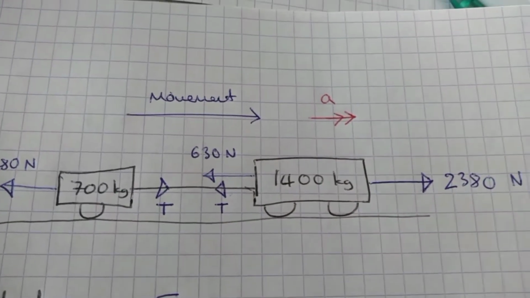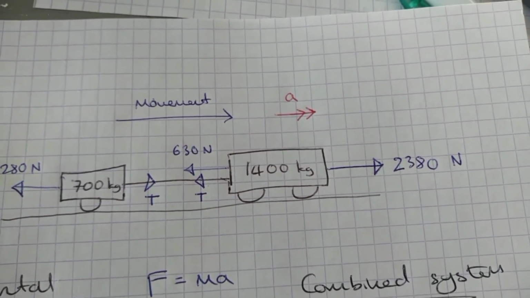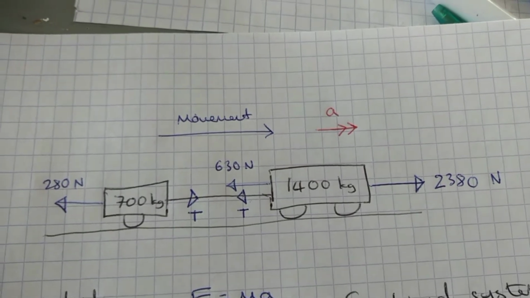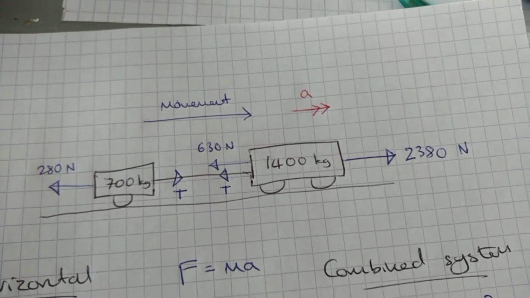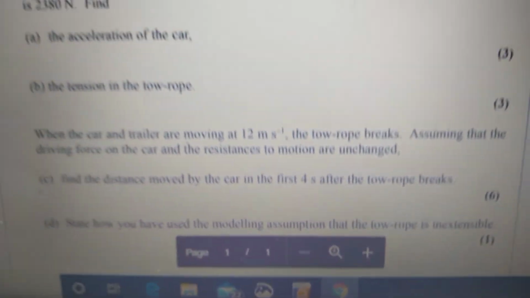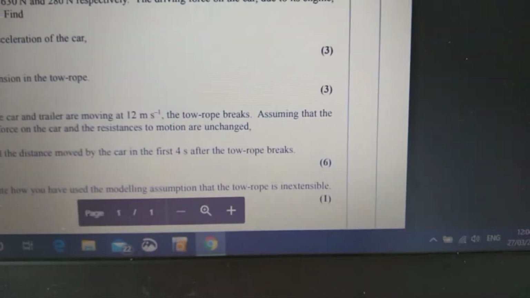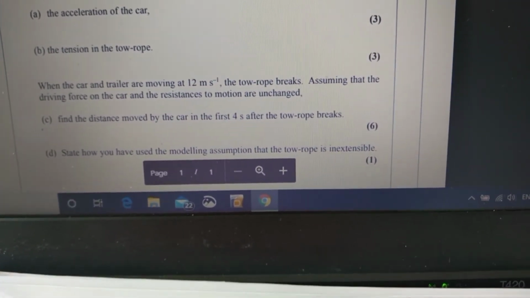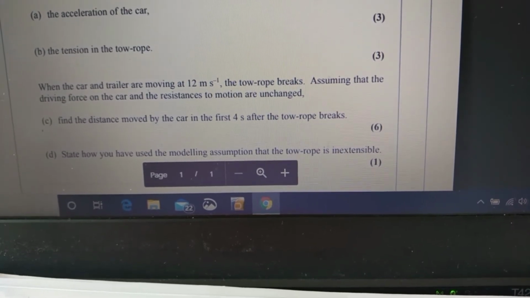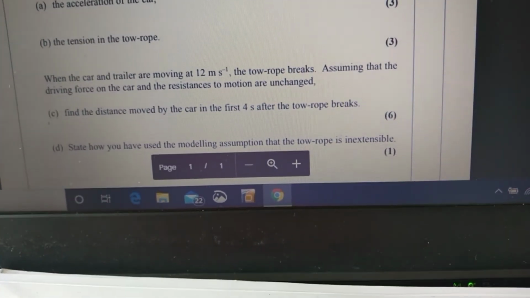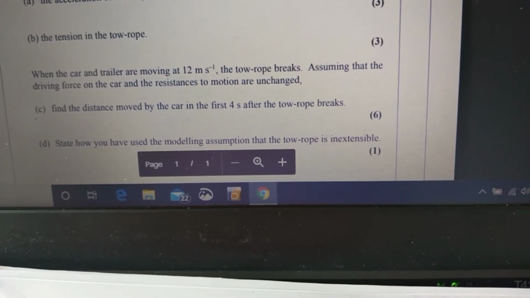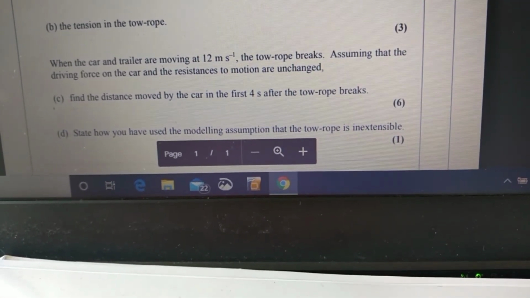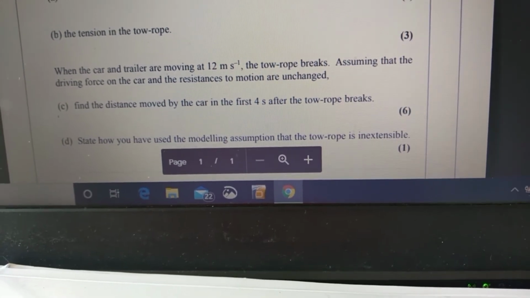This was what we had in terms of what's going on while the whole system is pootling with its 0.7 acceleration. Part C, we're focusing on that again. It says when the car and trailer are moving at 12 meters a second, so that's its velocity, the tow rope brakes. Assuming that the driving force on the car and the resistances are unchanged, because in reality that could change things. Let's find C, the distance moved in the first 4 seconds after the tow rope brakes.